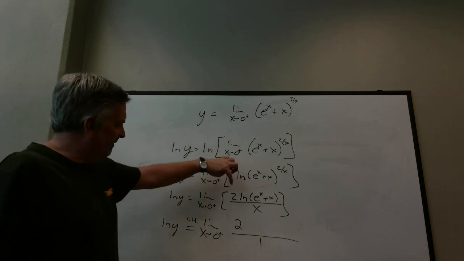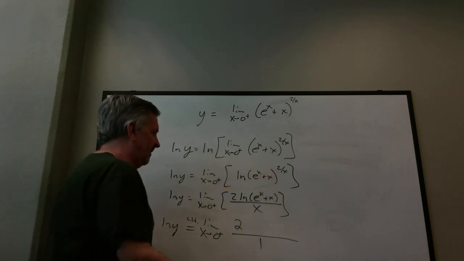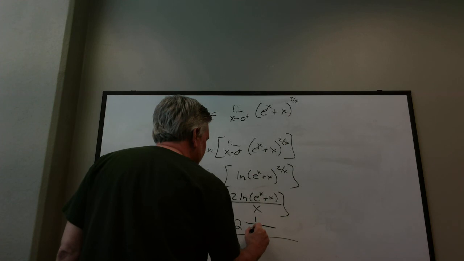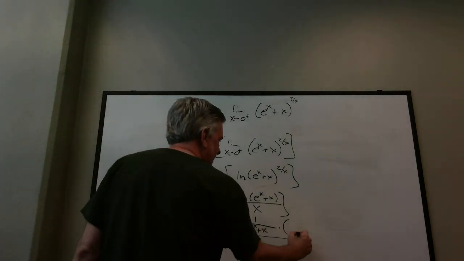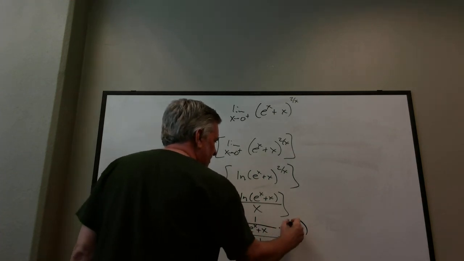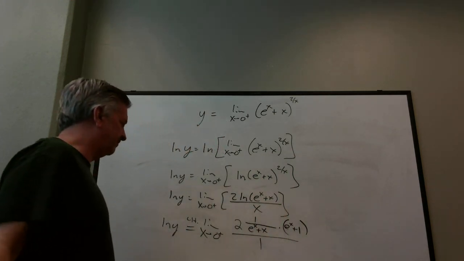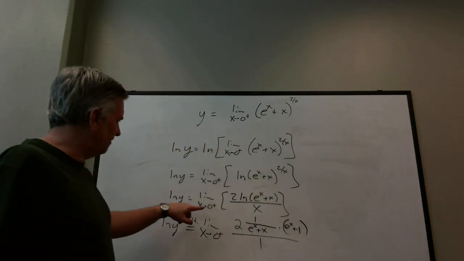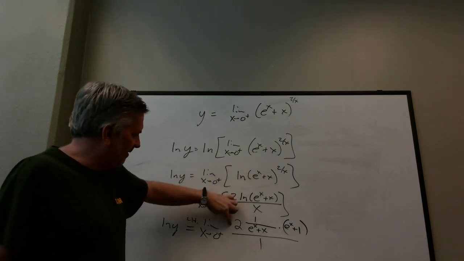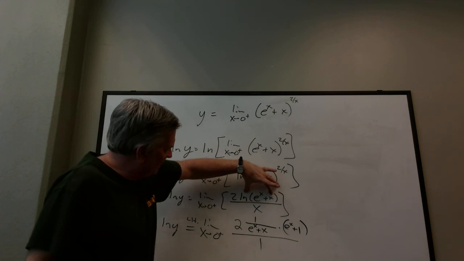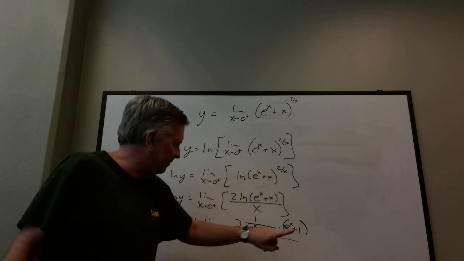Now what's the derivative of natural log of stuff? It's 1 over the stuff. Chain rule says then times the derivative of the stuff, which is e to the x plus 1. All right, let me check myself. So the derivative of x is 1. The derivative of 2 times a function, you can bring the 2 down. The derivative of natural log of stuff is 1 over the stuff times the derivative of the stuff.